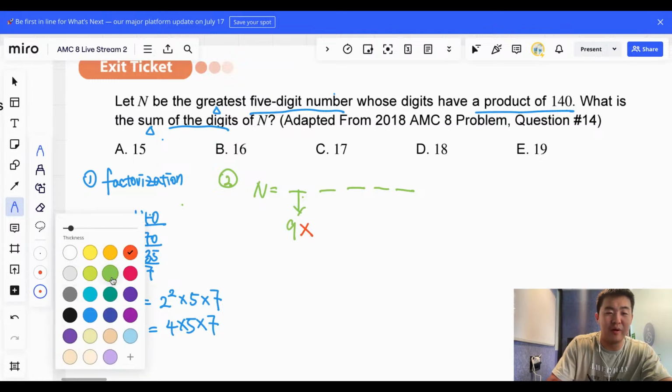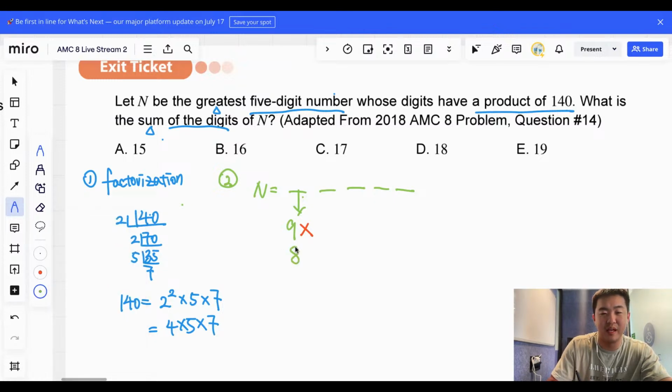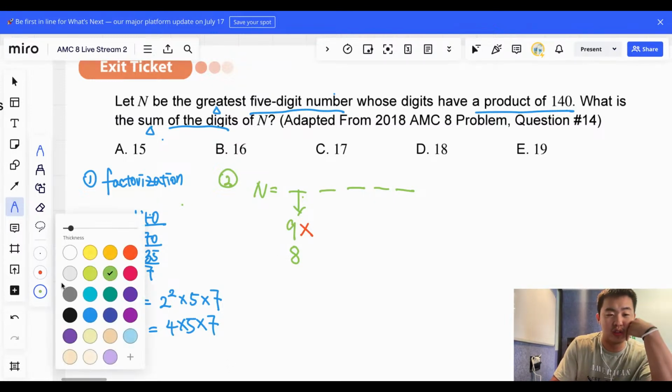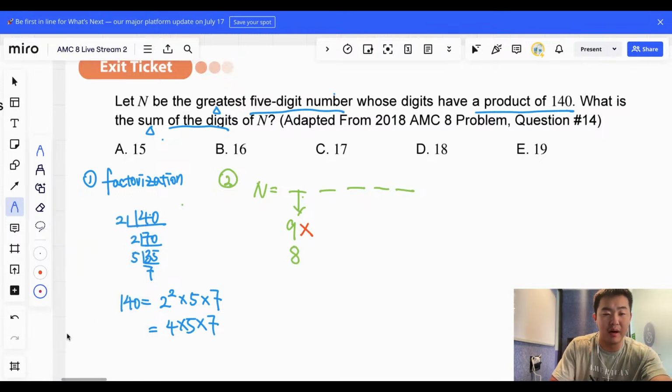Same idea, how about 8? Okay, 8. Is 8 a factor of 140? So the factors are 4, 5, 7. 8 is not, right? Because of the same reason, since it's not among the factors, 8 is eliminated. So 8 is gone, 9 is gone.